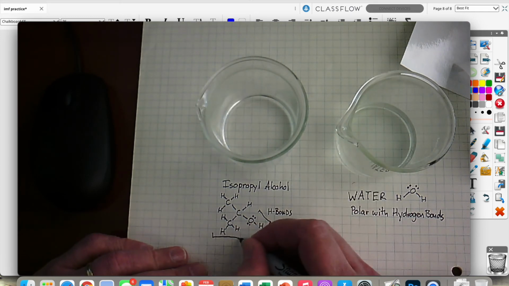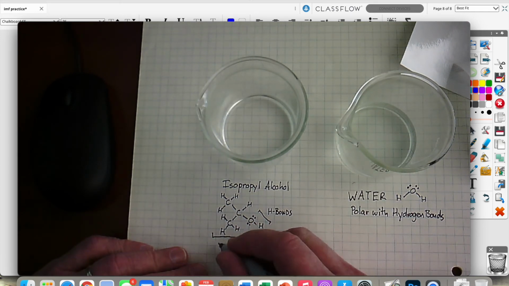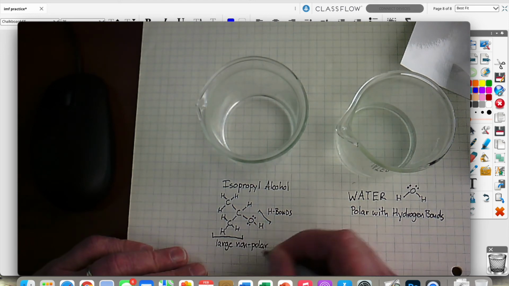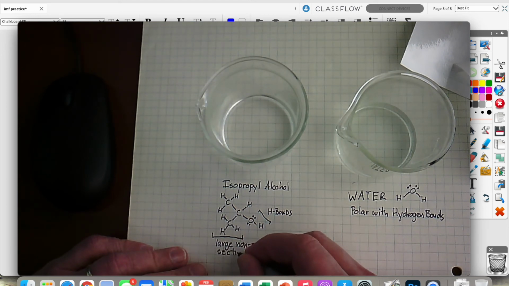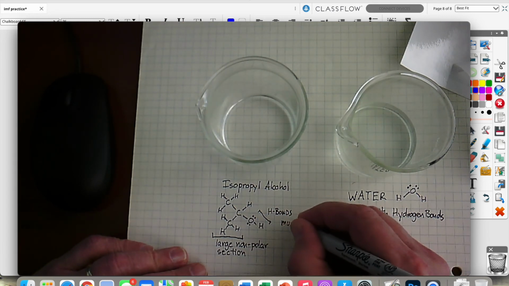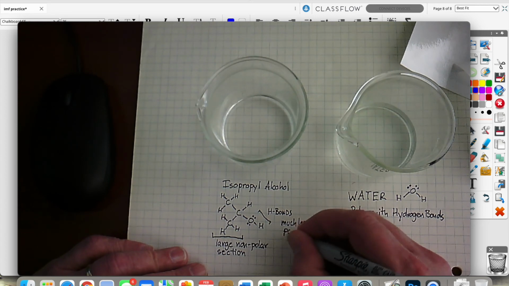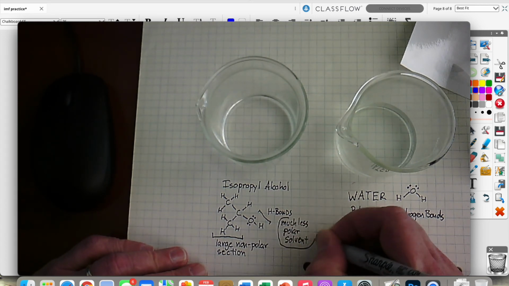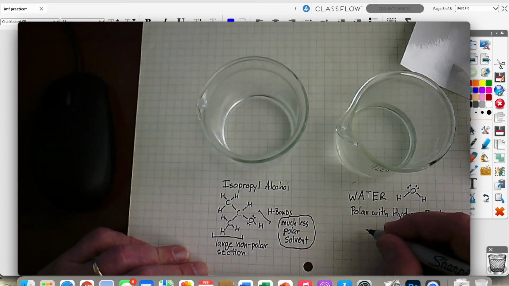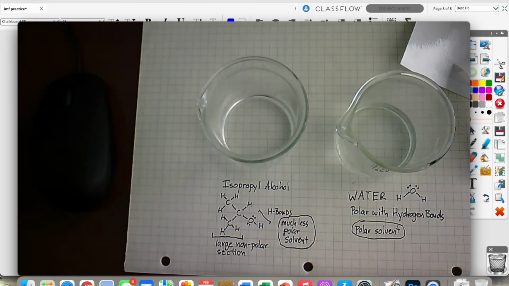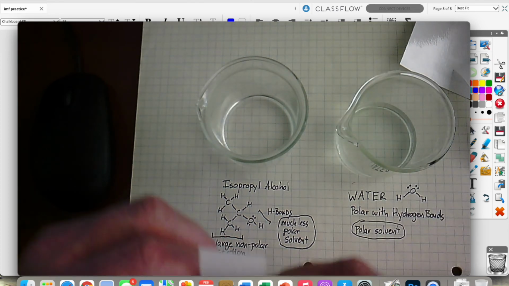But what's really different about it is that isopropyl alcohol has these 3 carbons on the left, and we know that carbon-hydrogen bonds are very nonpolar, so it has this large nonpolar chunk off to the left. And that means that overall, the molecule is a lot less polar than water is. Now, it's not a nonpolar solvent, but it's a lot less polar. And so we're going to use water as a polar solvent and isopropyl alcohol as a less polar solvent.